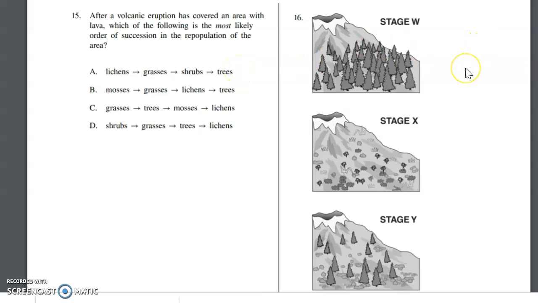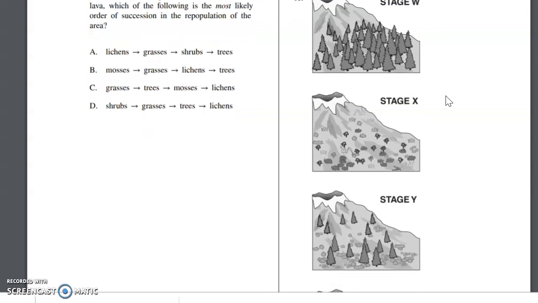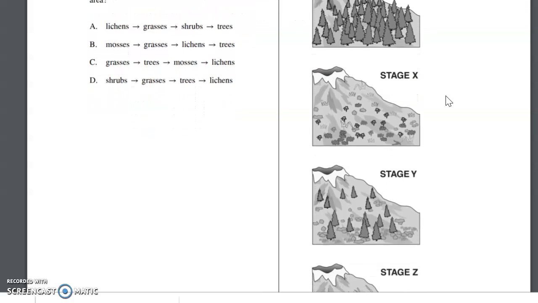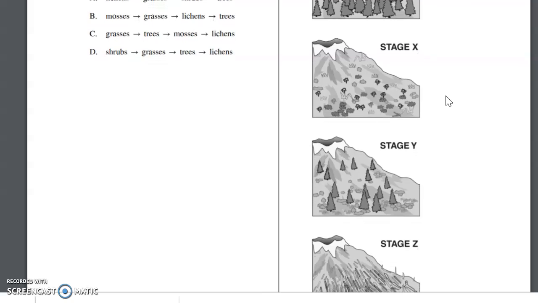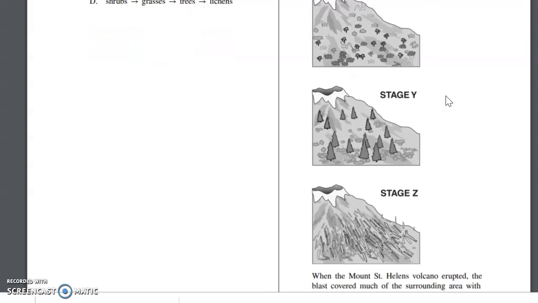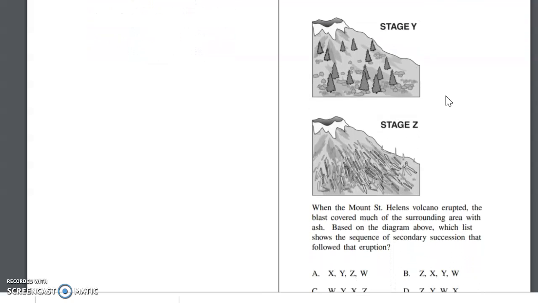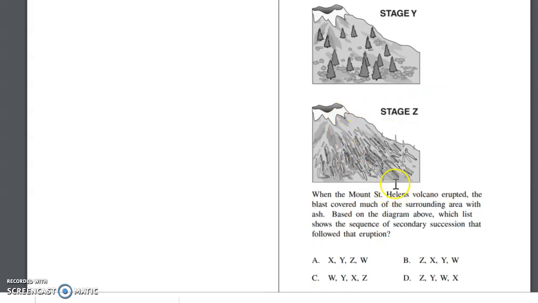Okay, here we have on 16, we have stage W, so we have trees there, lots of trees. Stage X, looks like a few little shrubs and bushes there. Stage Y, there's a few trees. Stage Z, side of the mountain there.